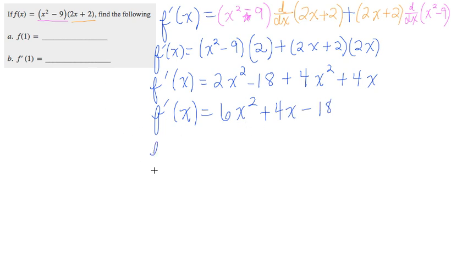Now we can go ahead and find f prime of 1 by plugging in 1 for x. And from here you just compute that number and see what you get for the derivative at 1, which equals the slope of the tangent line at 1 as well.